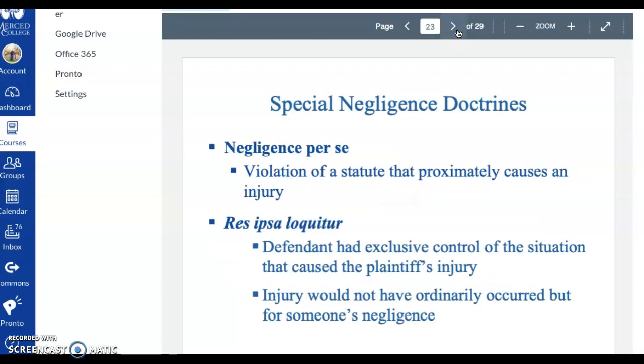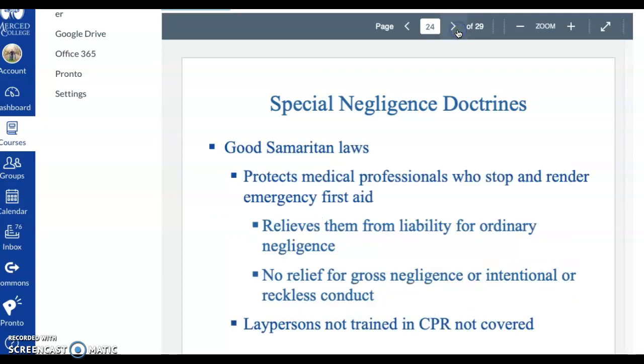Negligence per se is if we can't actually prove that the negligence was caused by the individual, but it is in fact more likely than not that the injury would have occurred from their negligence, the court can find them responsible. And res ipsa loquitur is along that line as well.